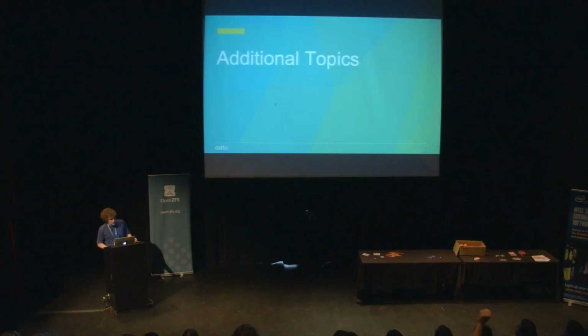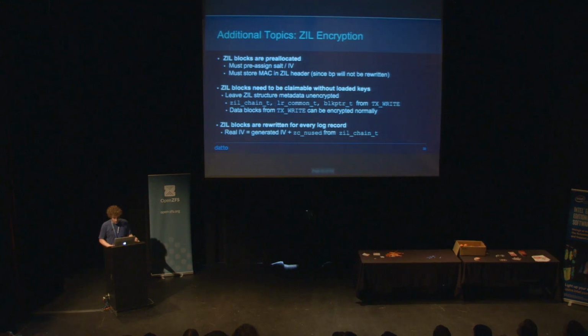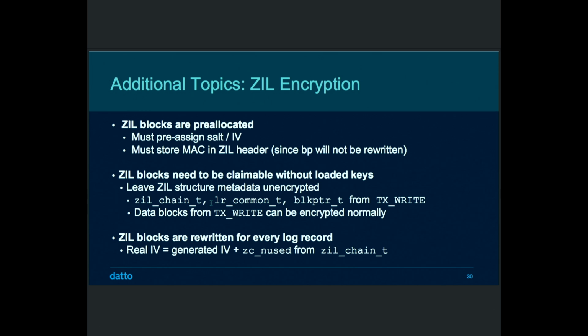A couple of additional topics, just to give you an idea of some of the things that are also coming with this. As far as ZIL encryption, ZIL blocks need some slightly different considerations because they are pre-allocated, and so we can't save encryption parameters into the block pointer after we've already written out the data block. So instead, we're going to have to do something a little different. First, we're going to store the MAC in the ZIL header, and then the IV we're going to pre-allocate along with the block.